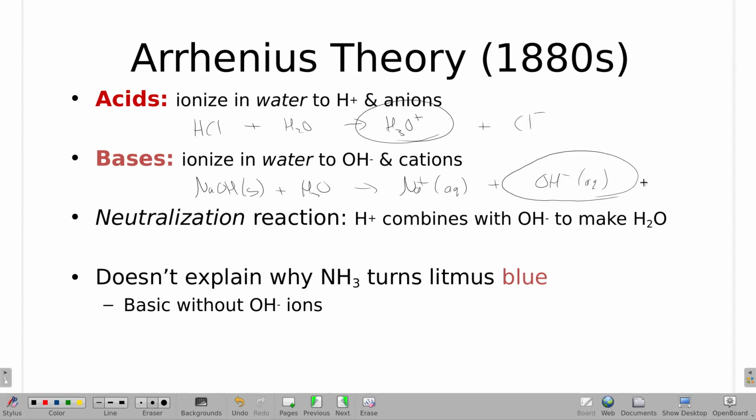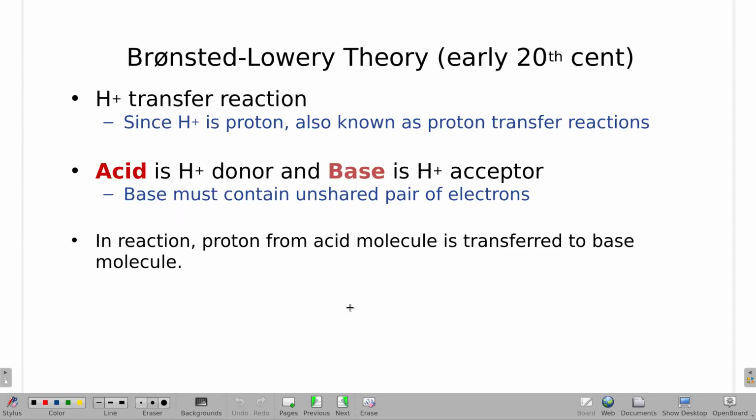And that helped him explain why if you mix these two together, you just get water, which is why acids and bases neutralize each other. All right, but what it doesn't help us with is why NH3, sorry, reacts like a base, because NH3 is basic, yet it doesn't even have an oxygen in it. That was explained by this next theory.